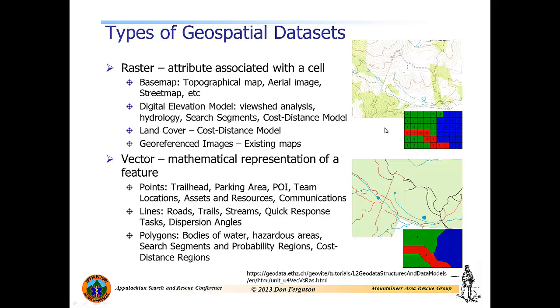So the two types of data sets that we're going to be working with are raster data and vector data. Raster data is where an attribute is associated with a cell. Think of this as a picture you would take with a digital camera.